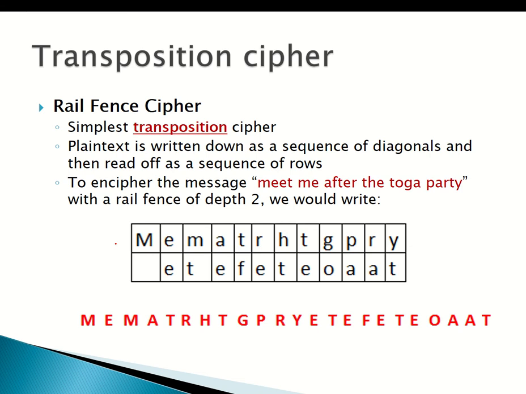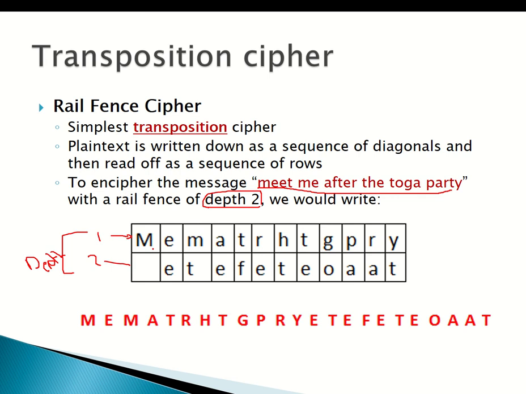Now, the plaintext will be written down as a sequence of diagonals and then read off in rows. For example, if you have the message "meet me after the toga party," and you want the depth to be 2, you have to define the depth as 2, and that will be 2 rows, the first row and the second row. This is the depth, and this is how the rail fence works.